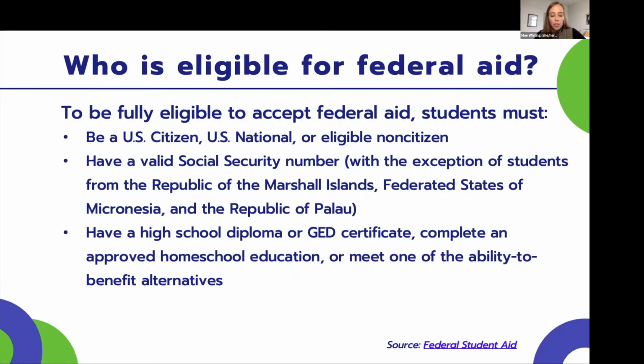So we want to talk about eligibility requirements for federal aid. So who is eligible for federal aid? To be fully eligible to accept federal aid, students must be a US citizen, a US national, or eligible non-citizen, which we'll talk a lot more about. They have to have a valid Social Security number, with the exception of students from the Republic of the Marshall Islands, the Federated States of Micronesia, and the Republic of Palau. And then they have to have a high school diploma or a GED certificate, or they must have completed a high school education in a homeschool setting that is approved under state law, or be enrolled in an eligible career pathway program and meet one of the ability to benefit alternatives.